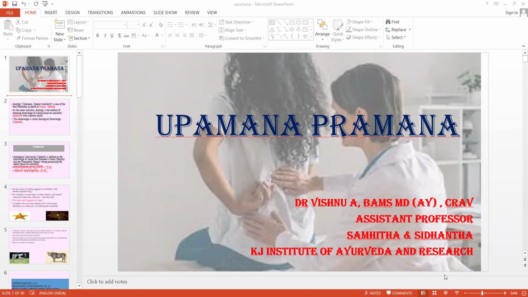Before understanding any pramana, we have to know what important points must be included under each heading. Whether the topic is Anumana pramana, Pratyaksha pramana, Apta pramana or Upamana pramana, mainly the definition, synonyms if there are any, types, and utility in Ayurveda must be included in your answer sheet.